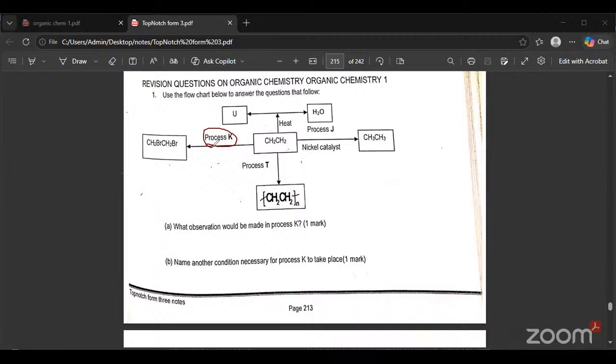Mnaona sasa venye hii questions zinawasumbua. So bromine will be decolorized. So that is actually the observation. The brown color will disappear. And then there will be formation of colorless gas, which is now the dibromoethane, which is colorless actually. Is it making sense?